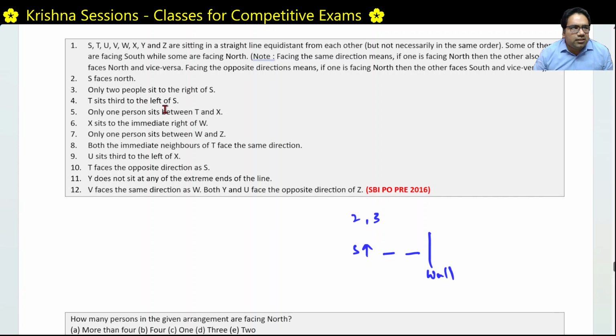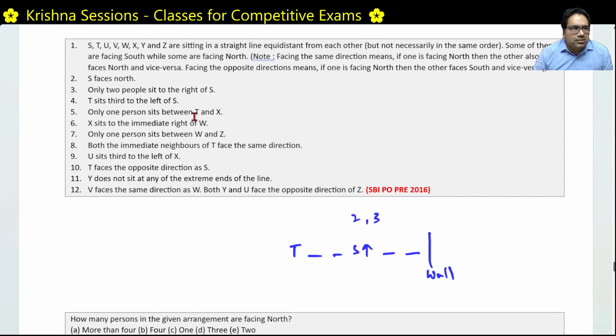Then T sits third to the left of S. S is facing north, so his left side would be towards this side. So T is sitting third. One, two, three. T's direction we don't know. T is facing towards south or towards north, we don't know. But T is sitting third to the left of S. Third to the left of S means we have to consider S's direction, not T's direction. S is looking towards the north direction. That's why T will be on this side.